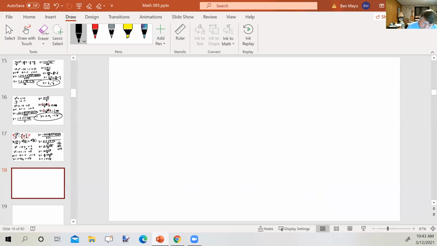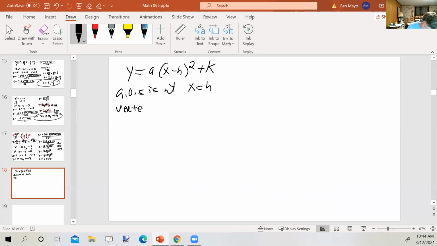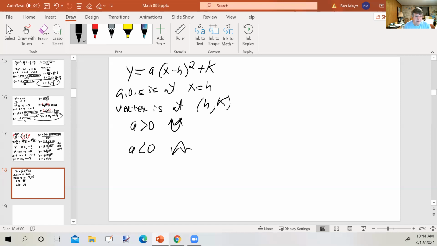If we have a quadratic or second degree equation in the form y equals a times x minus h squared plus k, the axis of symmetry is at x equals h, and the vertex is at h, k. If a is greater than 0, the parabola opens upward. If a is less than 0, the parabola opens downward. So keeping that in mind, let's take a look at some examples.